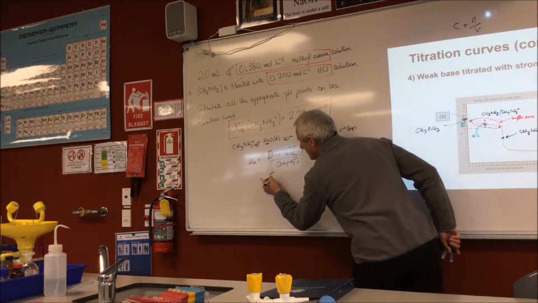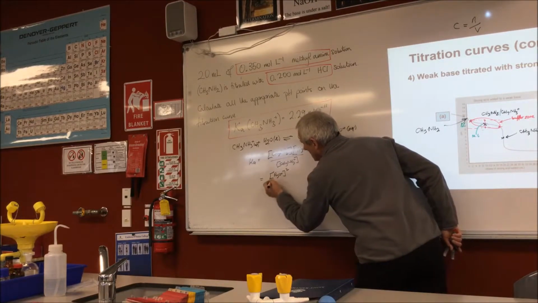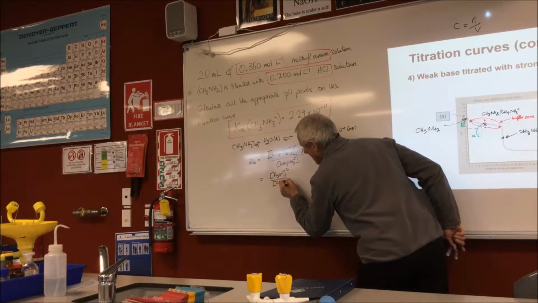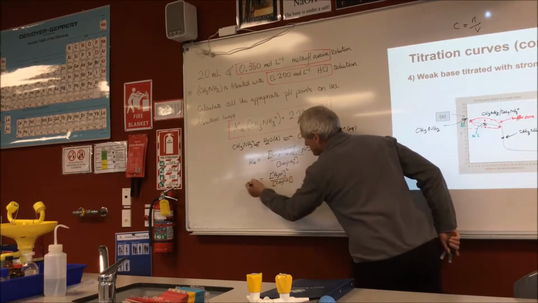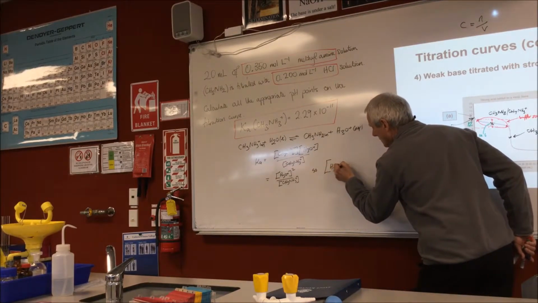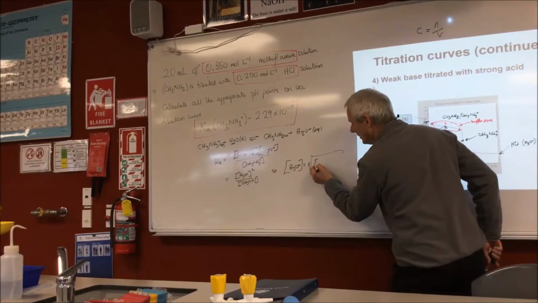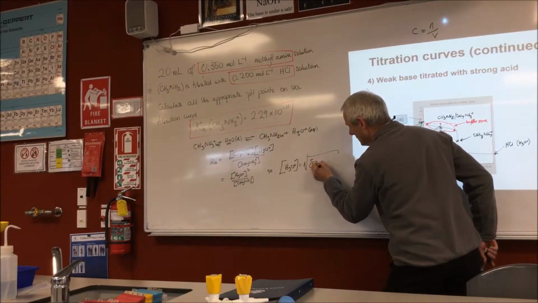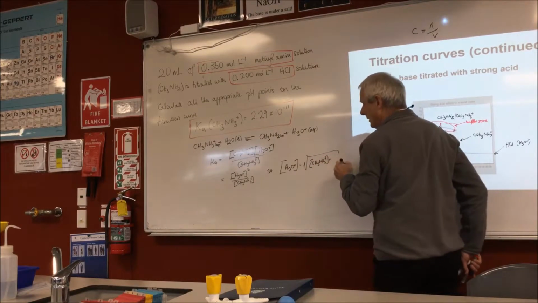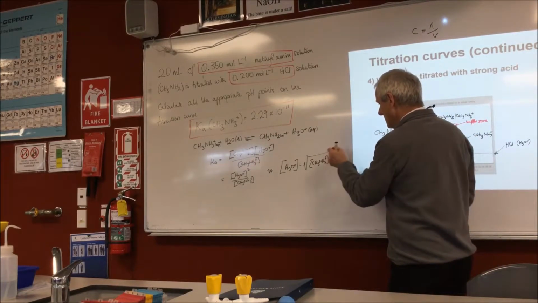Okay. The only reaction going on, so those two are equal in concentration because there's nothing else to interfere with it. So the concentration of H3O+ squared over the weak acid. So rearranging this in terms of H3O+, it's the square root of the concentration of CH3NH3+ times Ka.